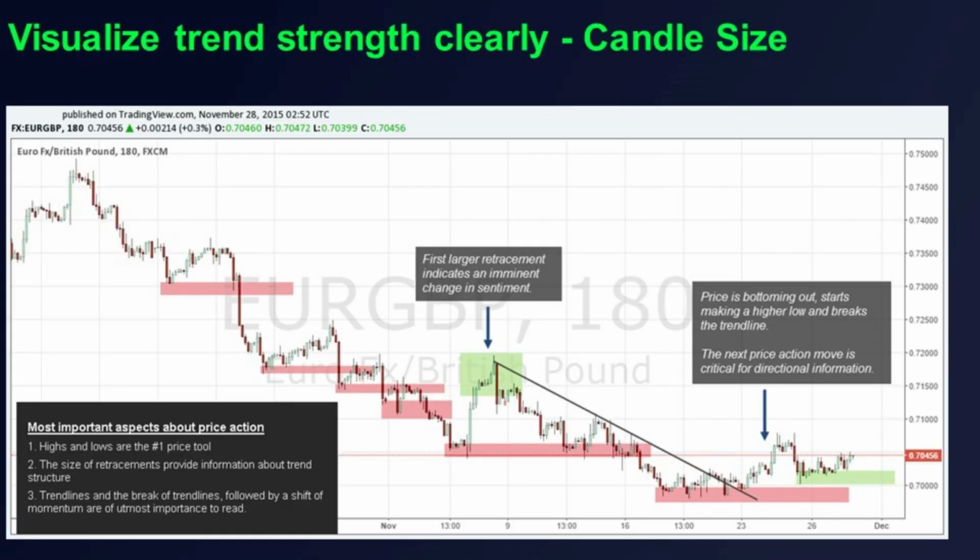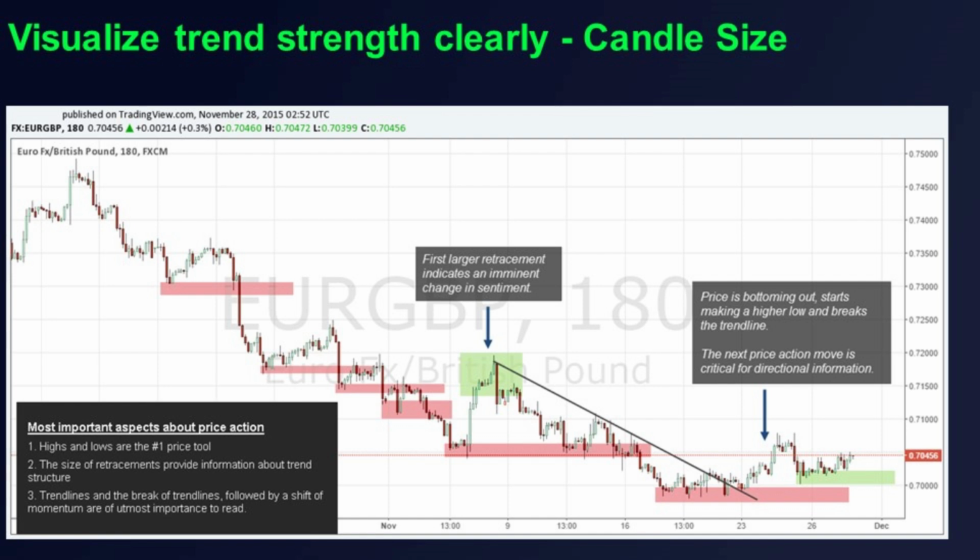Visual explanation, supported with chart examples. Let's break trend strength into 4 simple visual components. Candle size. Strong trend: consecutive large-bodied candles, small wicks, closes near the high in an uptrend or near the low in a downtrend.